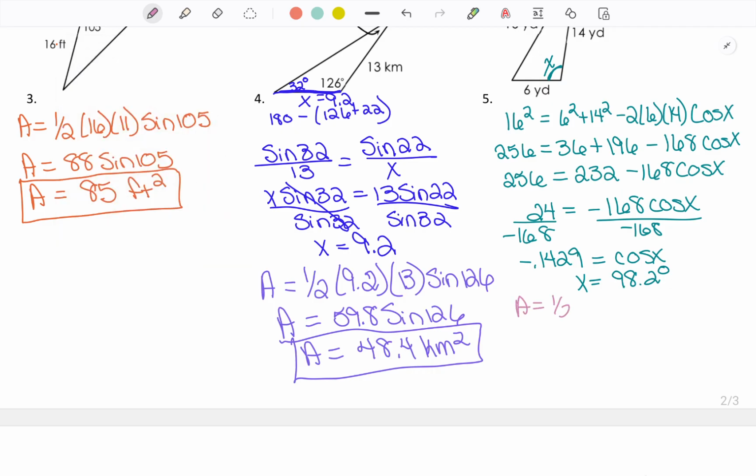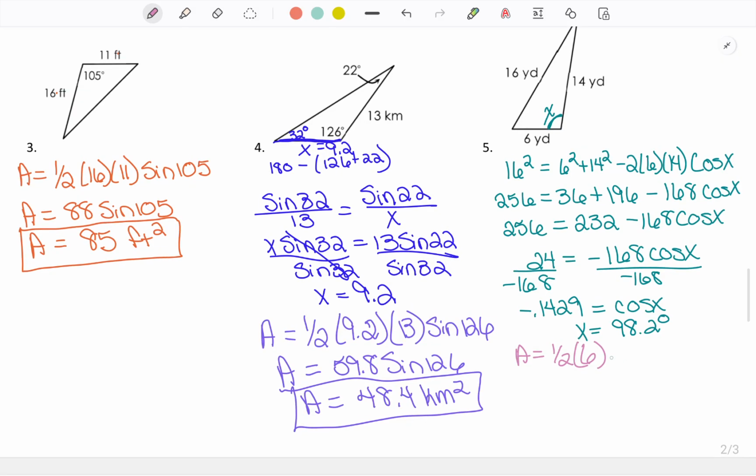So then we will go ahead and find the area. Luckily, that is the short part. So we'll have 1/2 times 6 times 14. And then our included angle is the sine of 98.2. So half of 6 is 3. 3 times 14 is 42. So you have 42 times the sine of 98.2. And that gives us 41.6 yards squared.